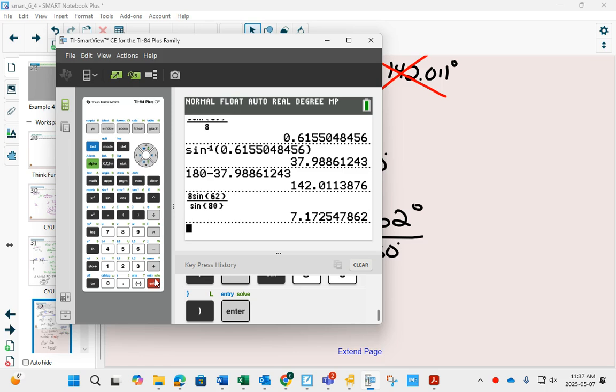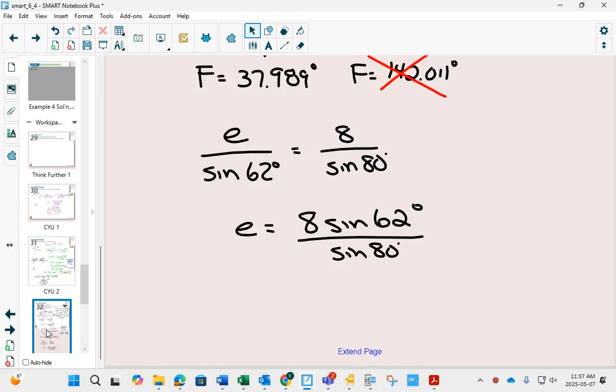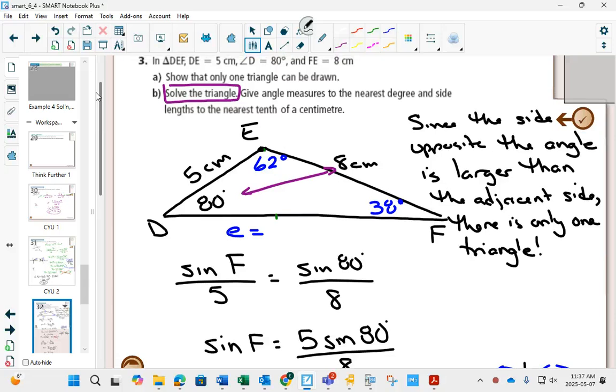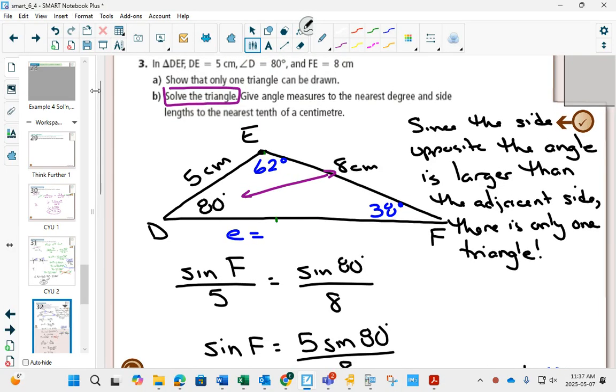7.172. What was I supposed to round to? To the nearest tenth. And make sure I have my units. Have I now labeled everything on the triangle? Yes. So I have solved this triangle.